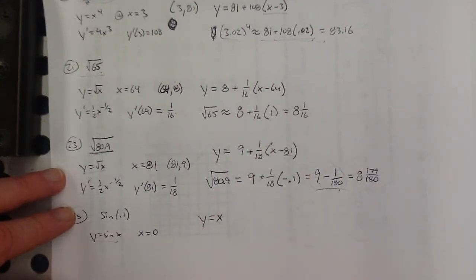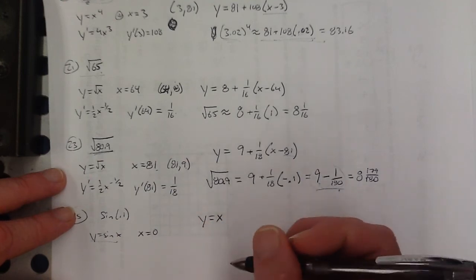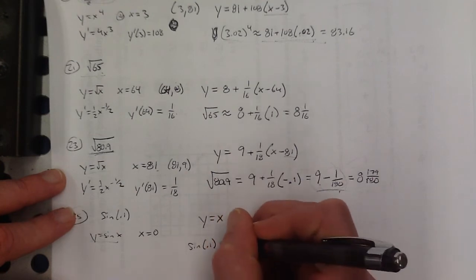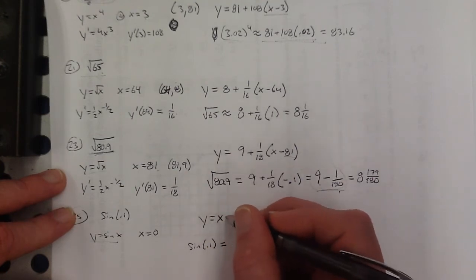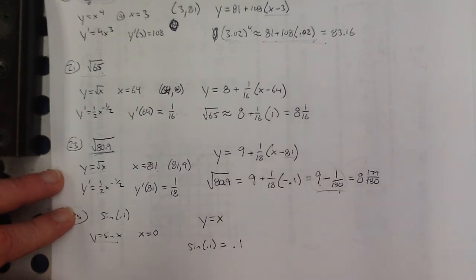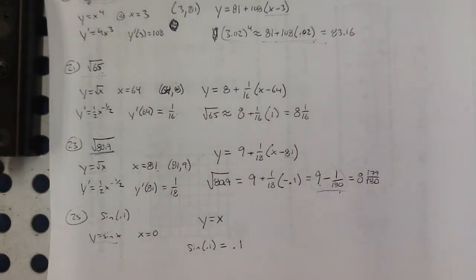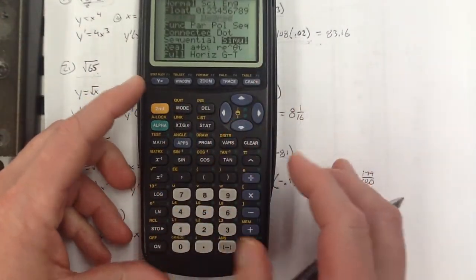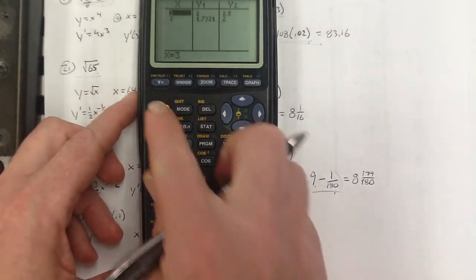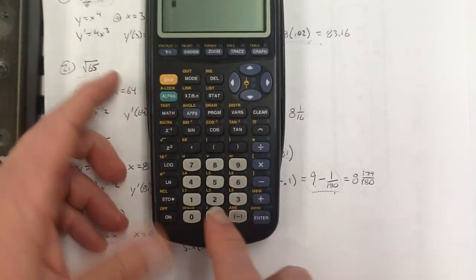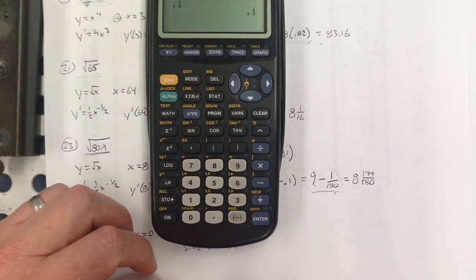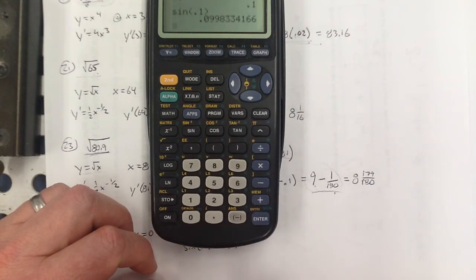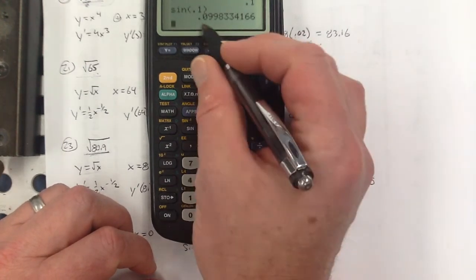Well, that's kind of funny, because that means my approximator is that if you want to approximate the sine of 0.1, you plug 0.1 into this, so it's approximately 0.1. Huh, how about that? Is that for real? Let's see. I'm going to make sure that I'm in radian mode. So is the sine of 0.1 really close to 0.1? It sure is, a little bit below.